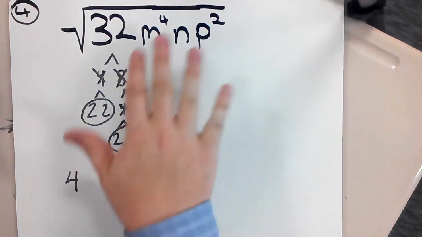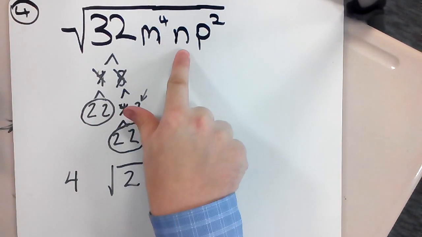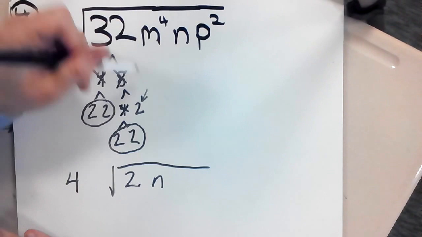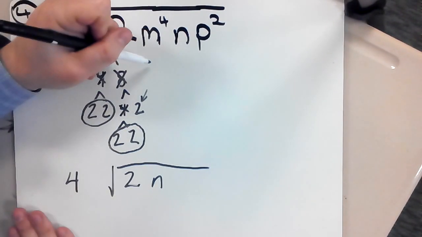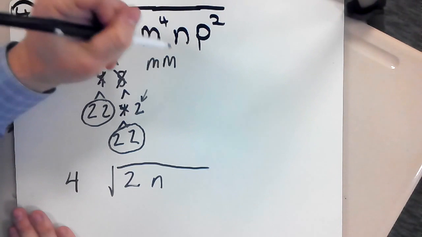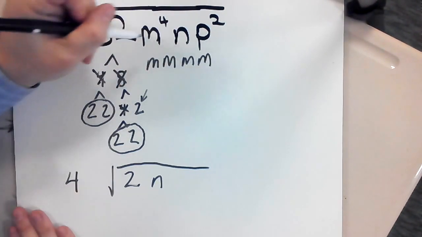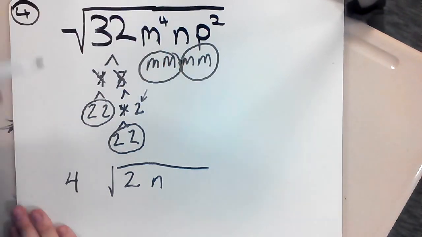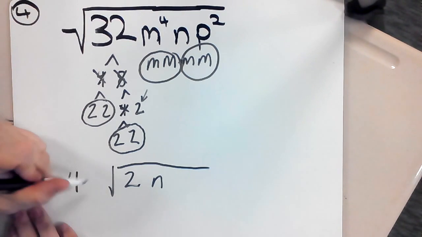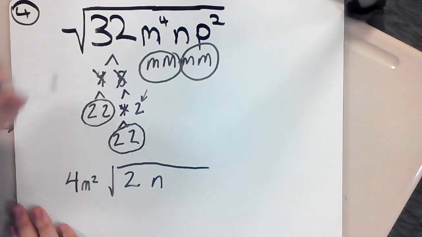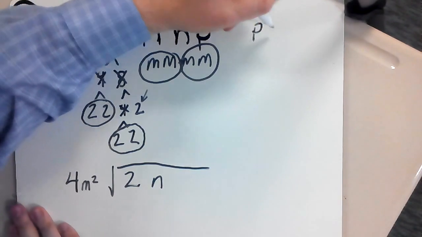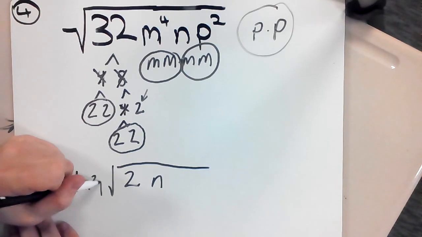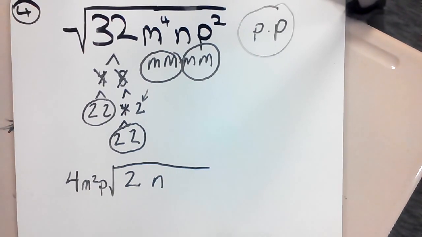Okay. Now I have to figure out these letters. Well, for starters, n has no friends, so he's going back in. But let's take a look at these m's. I'm going to break that down the same way I did this. I have 4 m's. 2, 3, 4. When I circle them, they make 2 pairs. So 2 pairs can get out, so that's m squared. Here I have p and p. For the p's, that makes 1 pair, so that gets out. Okay, that's how we do that one.